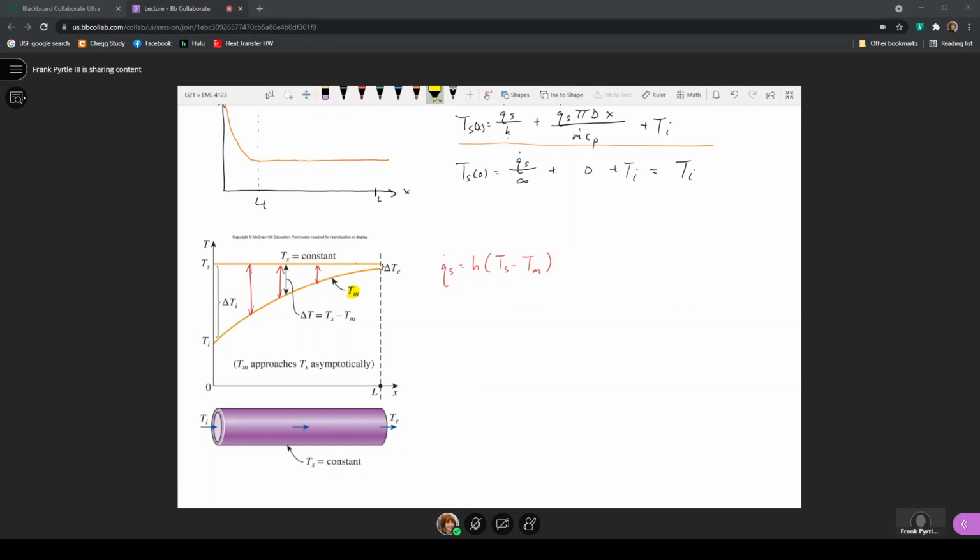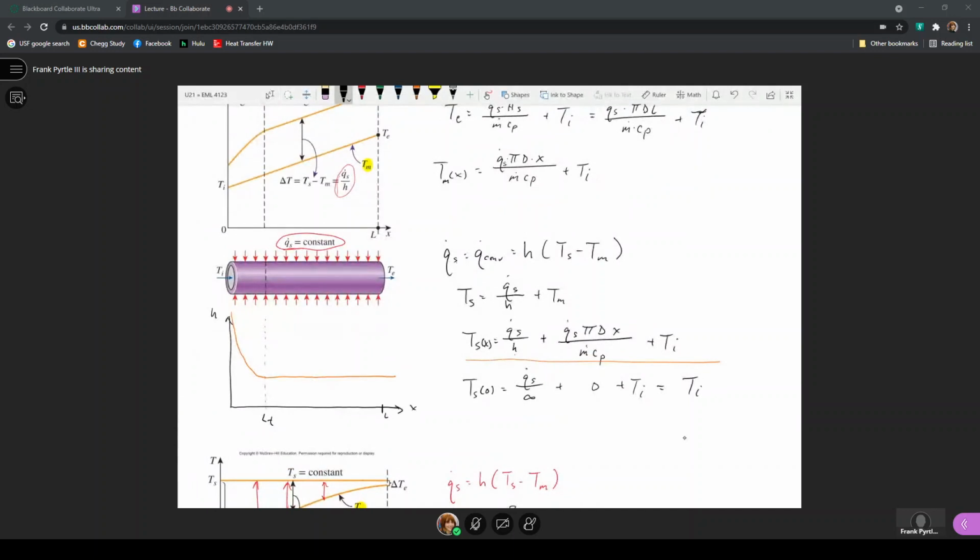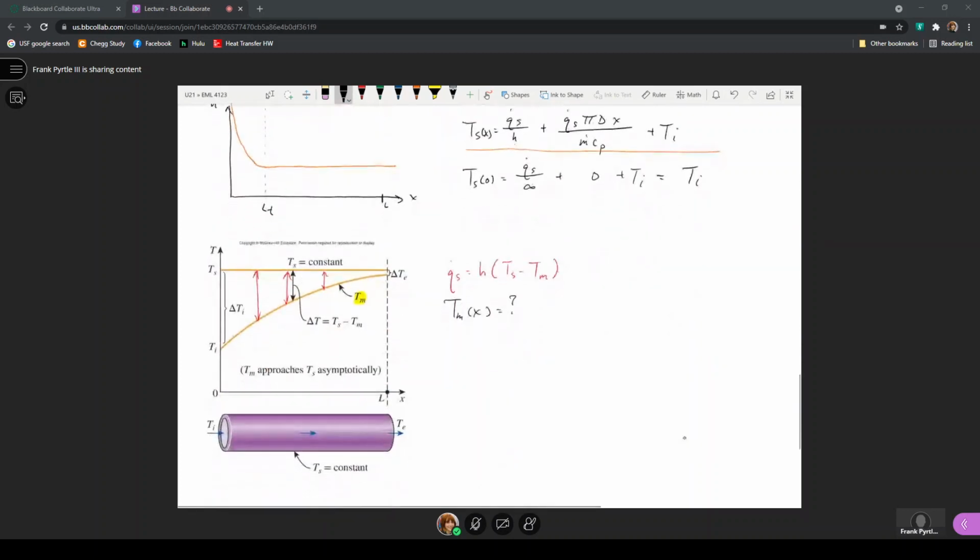Now, in order to get an expression for the mean temperature of the fluid as a function of x, in the previous problem, we developed an expression when we had a constant heat flux, and that was just the mean temperature of the fluid as a function of x. It's just a linear variation. It was the heat flux times pi d over m dot c sub p times x plus the inlet temperature. Here, this temperature variation of the fluid is not going to be linear. We can see here that it's going to be nonlinear with a decaying exponential in the definition of that temperature. Now, how do we get to that?